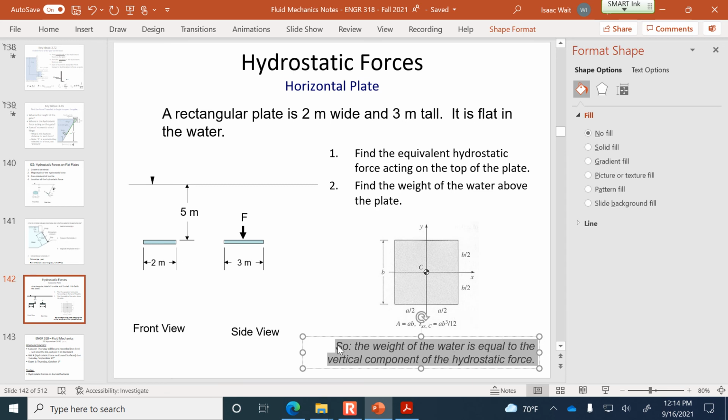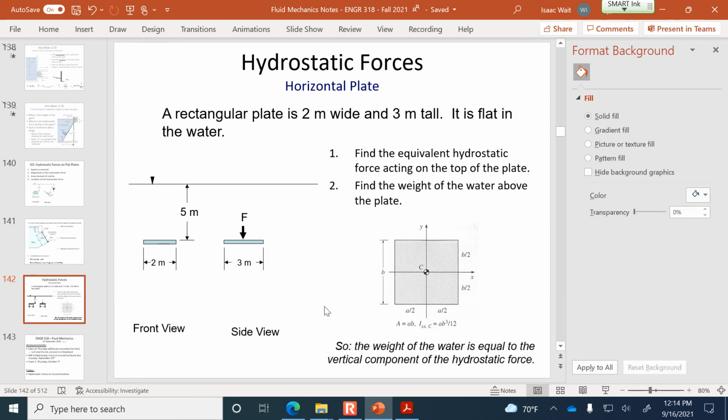What I've just put on the screen, this horizontal plate, shows that the lesson we learned from this analysis is that the weight of the water is the vertical component of the hydrostatic force. That will also apply when we've got curved gates. That's going to be in the recorded lecture that I have for you on Tuesday: how we do the calculations for a gate that's curved.